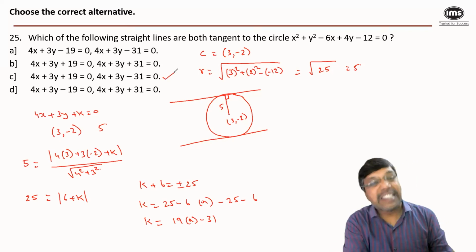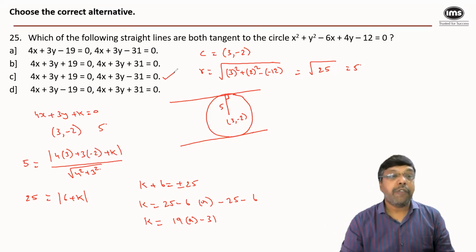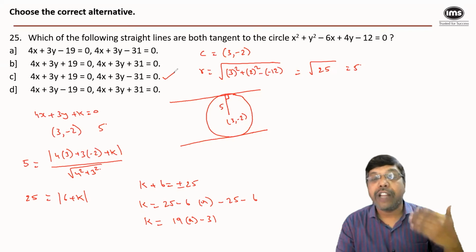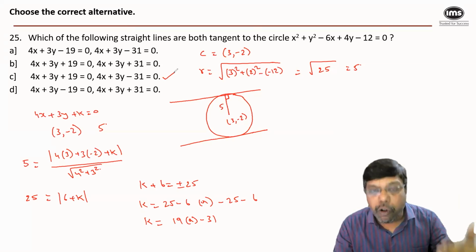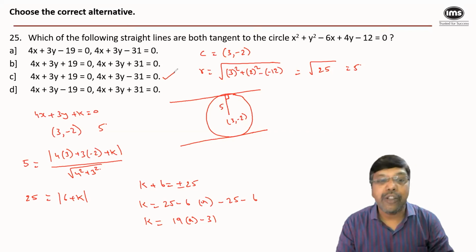Answer option C. We'll have to be very careful while solving this question, because if you observe, the equations of the lines in all the 4 options are more or less the same. It's only the constant values that keep differing.